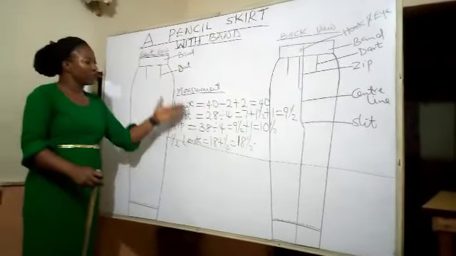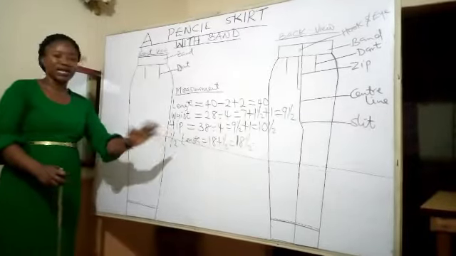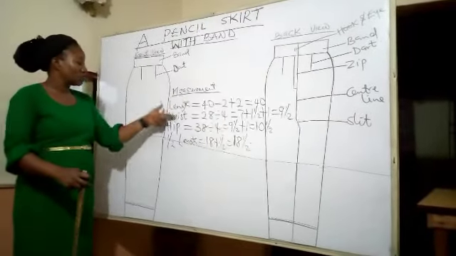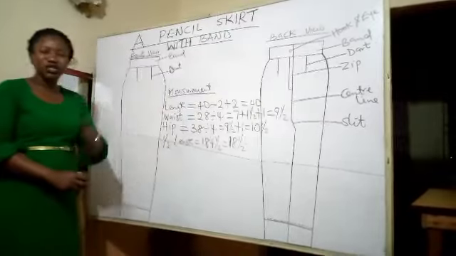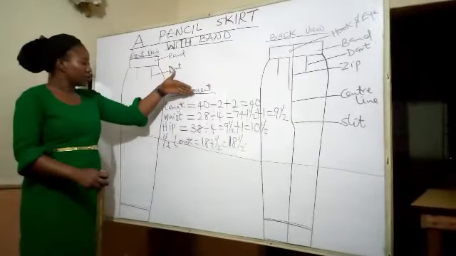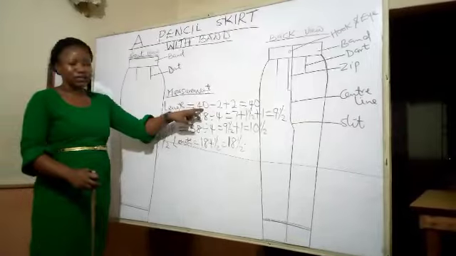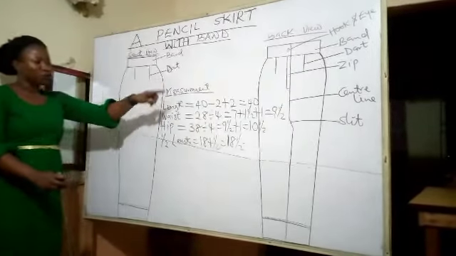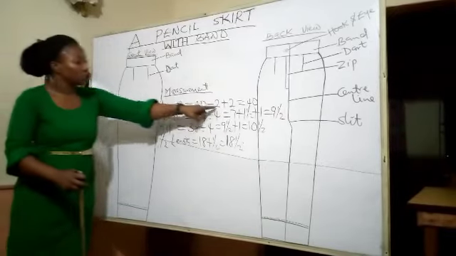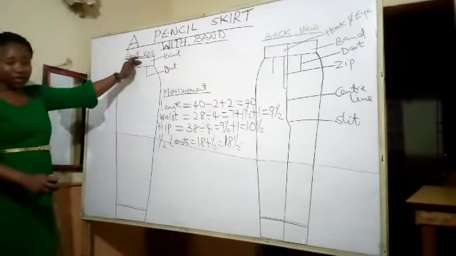So we move to the measurements and the calculation. These are the measurements I said earlier: length, waist, hip, and the half length. Now moving to the calculation of the measurements. The original length of the skirt is 40 minus 2. The reason why we do the minus 2 is that this 2 is meant for the band.